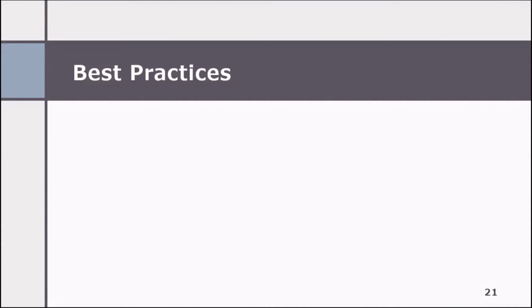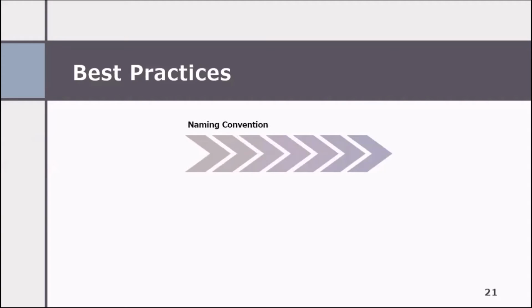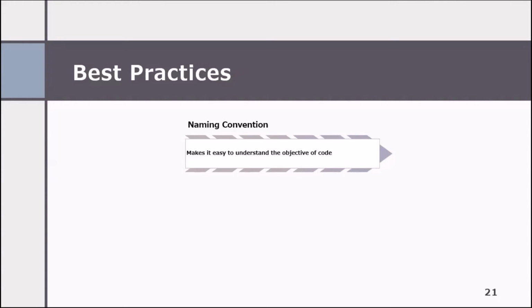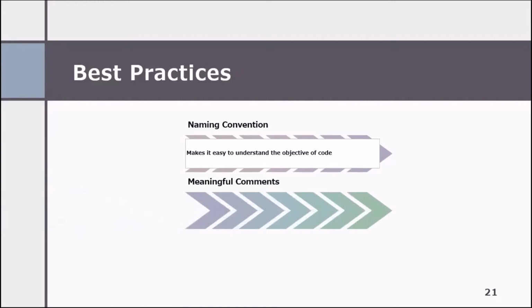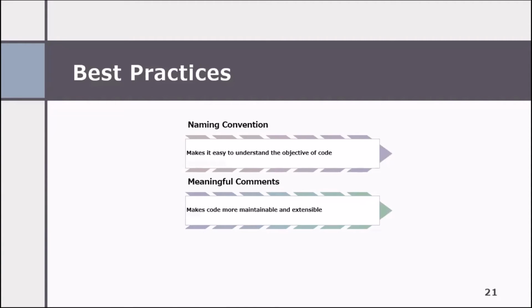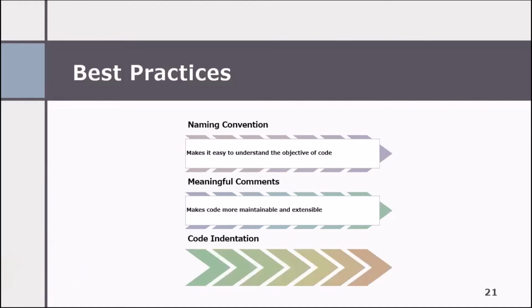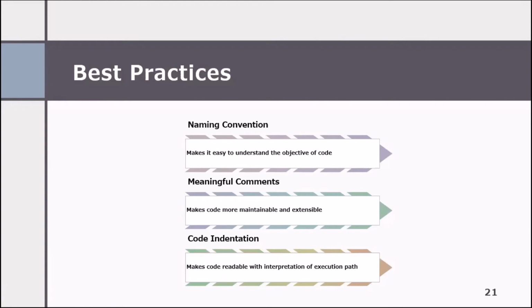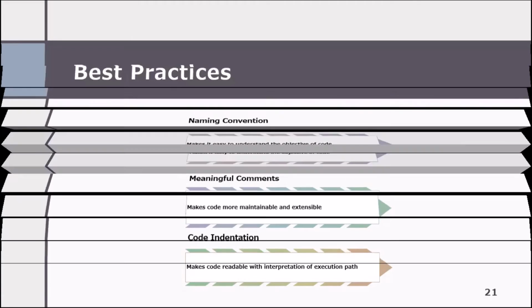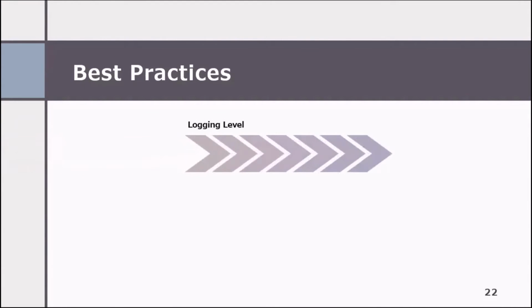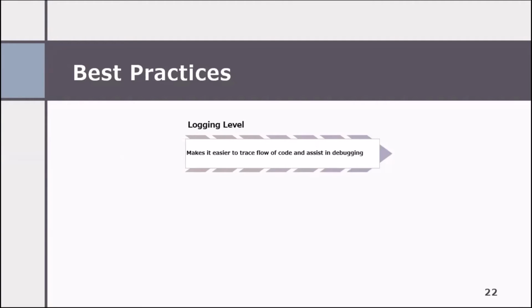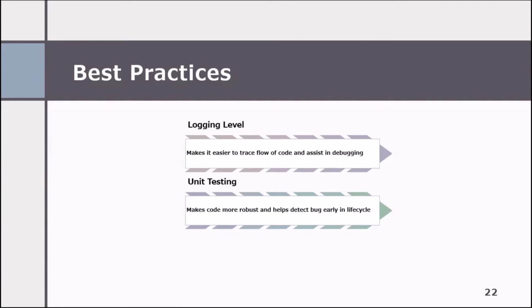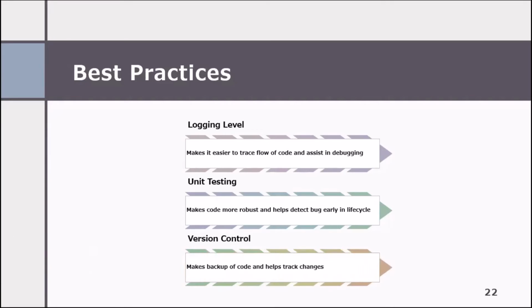So let's briefly look at each of them. Naming convention makes it easy to understand the objective of code. Meaningful comments makes code more maintainable and extensible. Code indentation, makes code readable with interpretation of execution path. Logging level makes it easier to trace flow of code and assist in debugging. Unit testing makes code more robust and helps detect bug early in lifecycle. Version control makes backup of code and helps track changes.